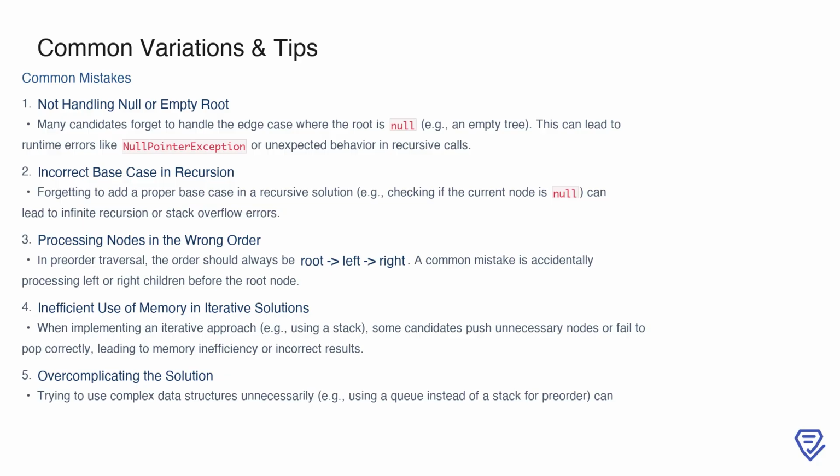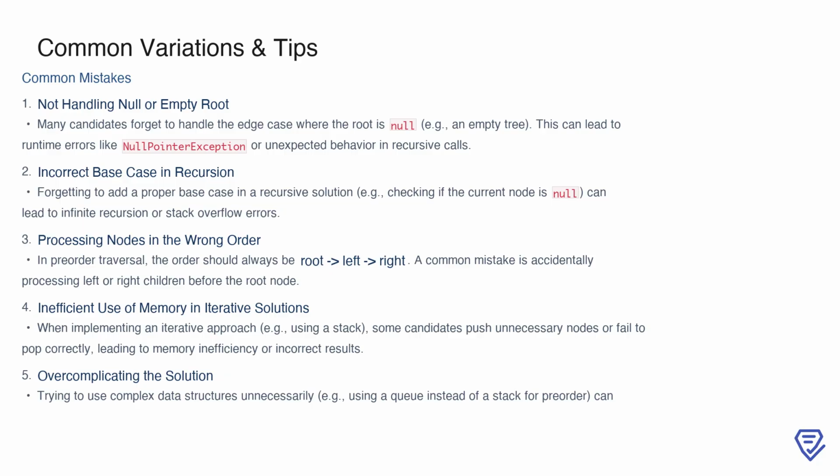When tackling the N-ary tree preorder traversal, there are several common mistakes to watch out for. First, forgetting to handle the case where the root is null or the tree is empty can lead to runtime errors, such as a null pointer exception, especially in recursive implementations. Always ensure you check for this edge case upfront. Next, in recursive solutions, the lack of a proper base case can cause infinite recursion or stack overflow errors. It's critical to verify that your base case handles scenarios like encountering a null node.